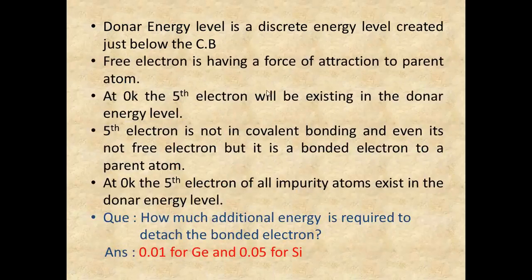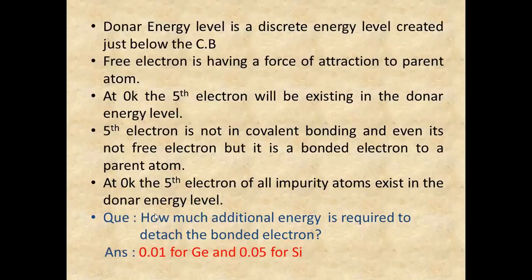Whatever points I have mentioned: the donor energy level is a discrete energy level created just below the conduction band. The fifth electron has a force of attraction to the parent atom. At 0 Kelvin, the fifth electron will be existing in the donor energy level, and the fifth electron of all the impurity atoms exists in the donor energy level.